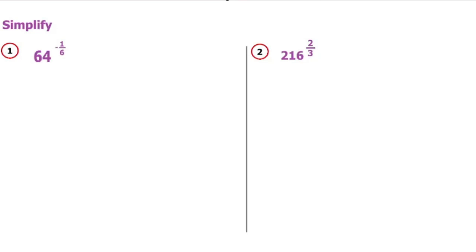In this video, I'm going to teach you how to evaluate rational exponents. So if we have two problems here that we're going to work on, simplify 64 to the negative 1/6 and 216 to the 2/3. So these are rational exponents, okay, because they're negative and they're fractions.